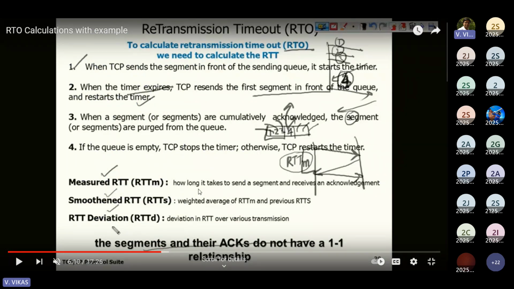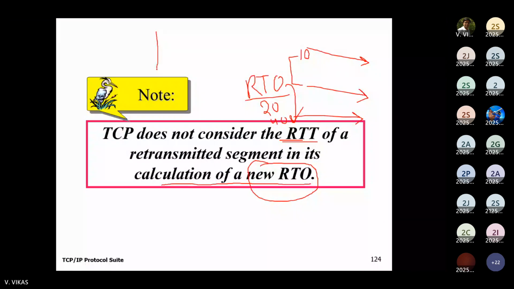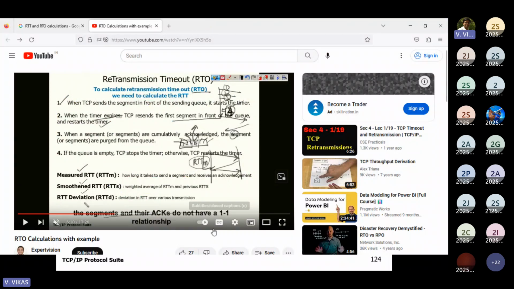Measured RTT is how long it takes us to send a segment and receive the acknowledgement. Let me draw here. So I am transmitting something and receiving an acknowledgement. The amount of time from here to here is considered the measured RTT. Then smoothed RTT is the weighted average of RTTM and previous RTTs.